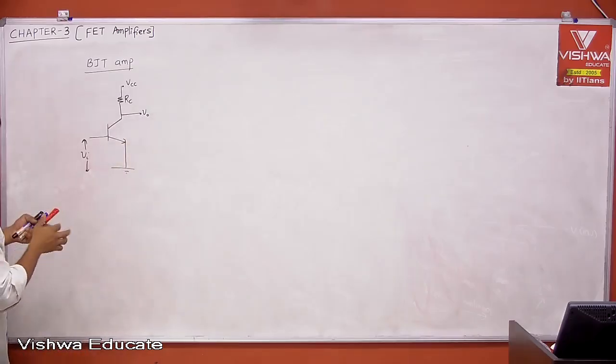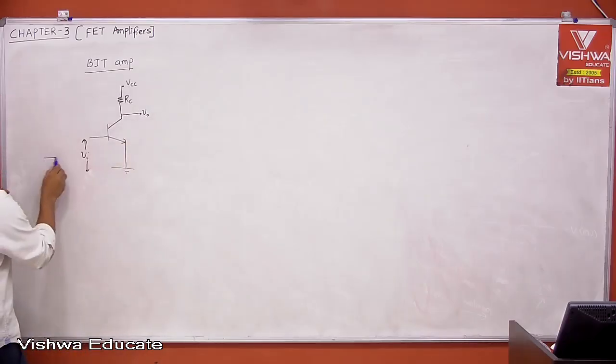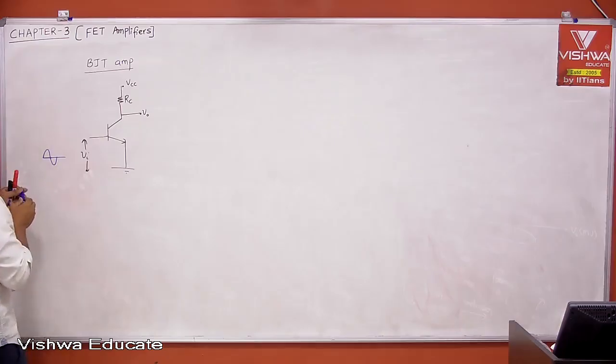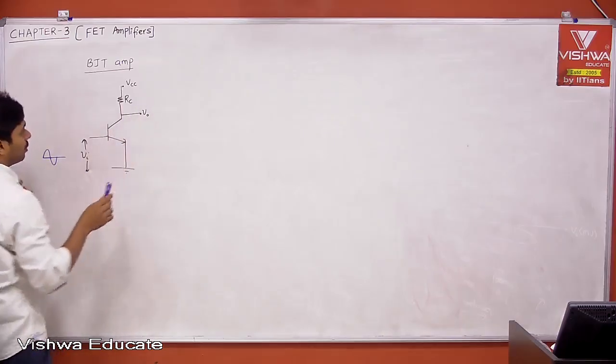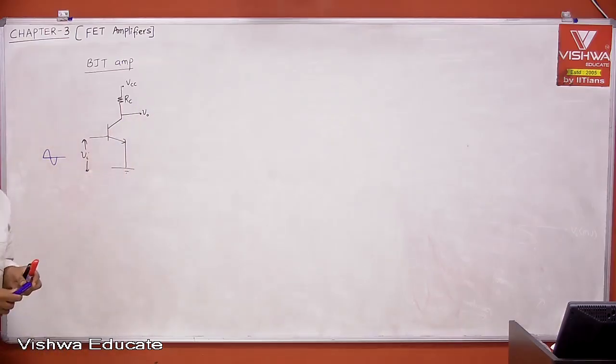We are applying the signal, let us say the signal whatever you want to amplify. Then let's see the relation between Vi and V0. We want linearity. I am speaking about linearity. Therefore, we will not see any amplitude distortion.